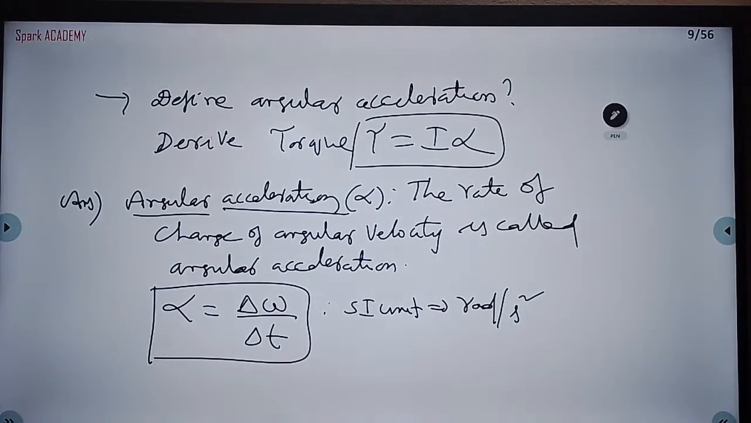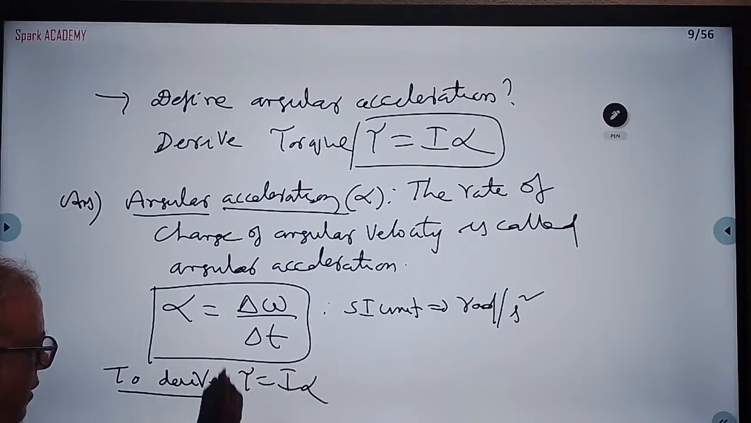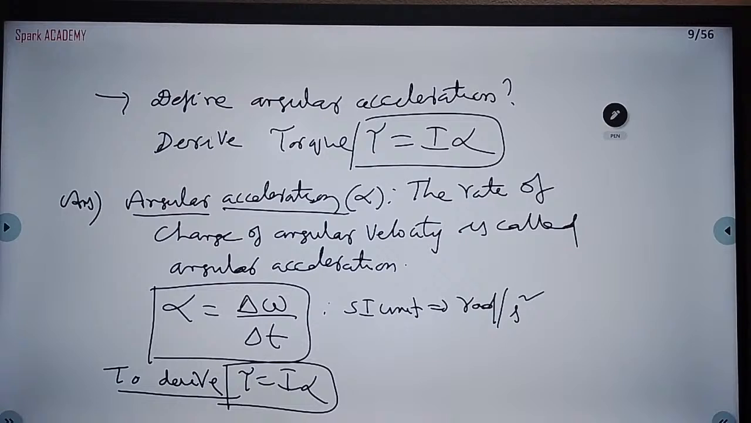What is the angular acceleration definition? This carries one mark. Rate of change of angular velocity is called angular acceleration alpha, delta omega by delta t, that means omega 2 minus omega 1 by t2 minus t1. SI unit is radian by second square. So we are deriving torque is equal to I alpha.